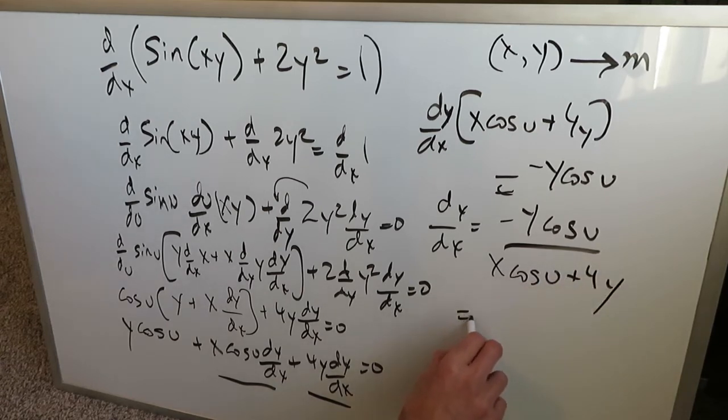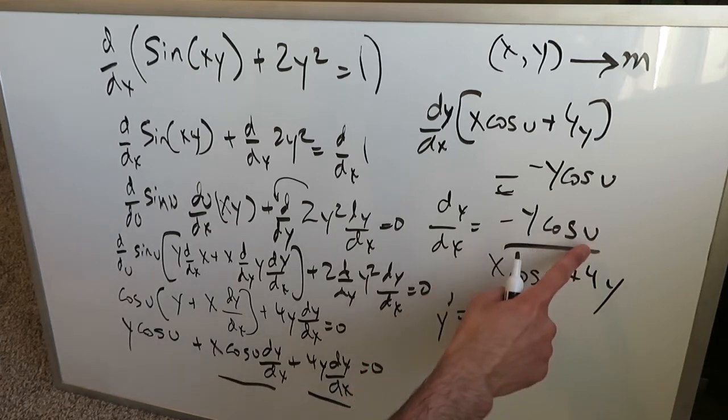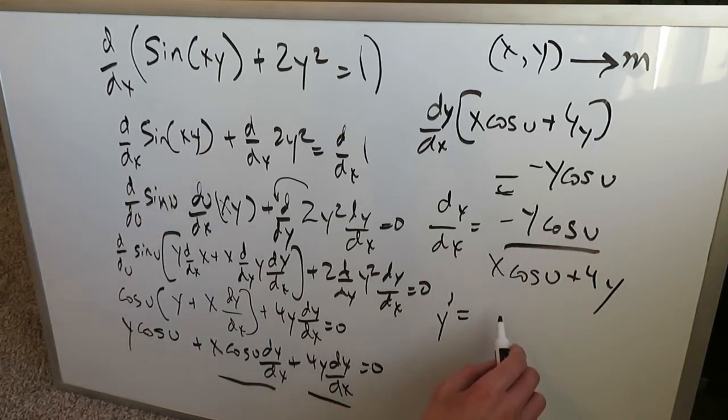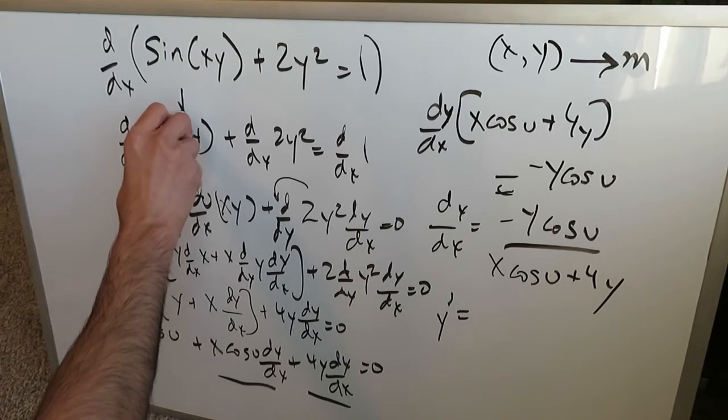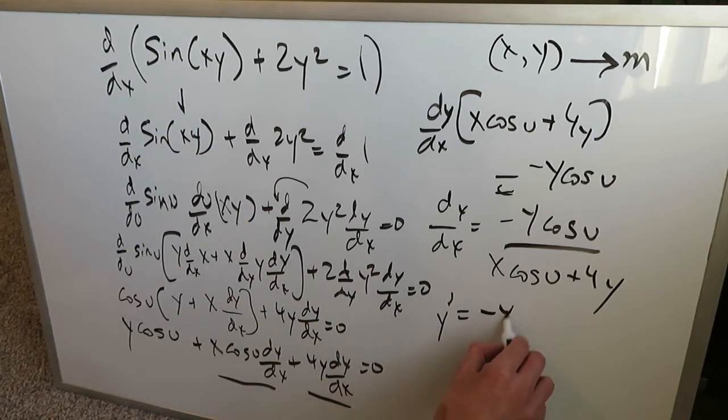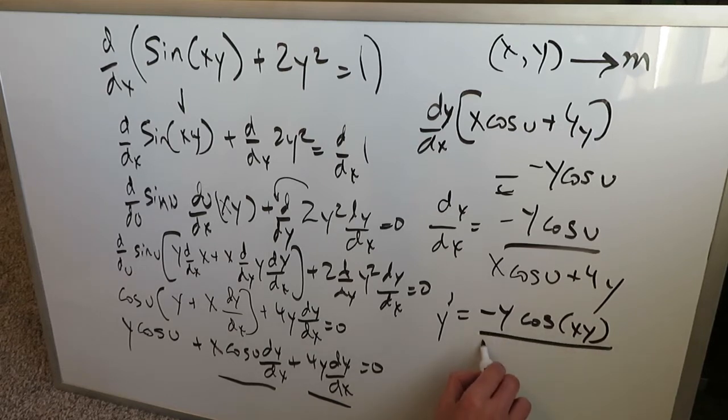Now in the final term, dy/dx is synonymous with y prime, meaning the implicit differentiation with regards to y, you just plug in the u. You know the u was equal to xy. Our variable substitution here, u was equal to xy. Now look, minus y cosine xy over x cosine xy plus 4y.